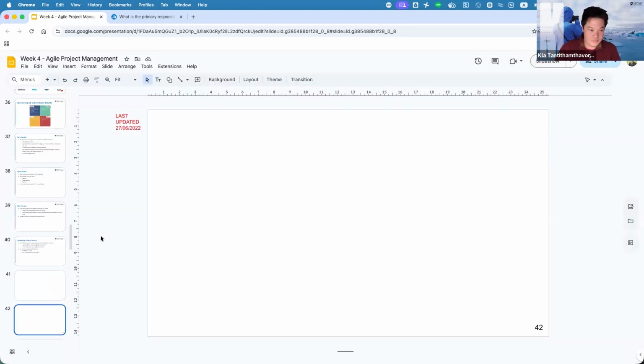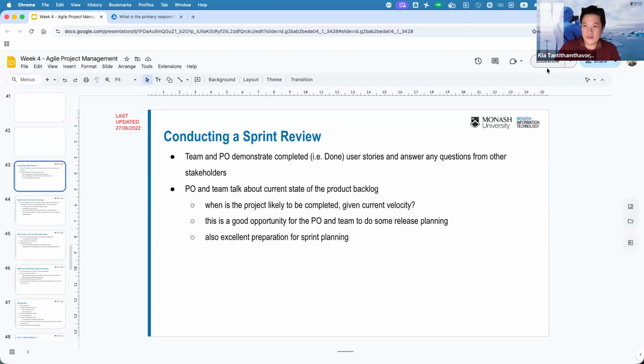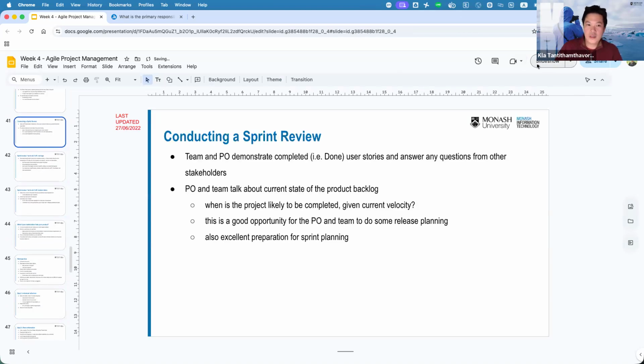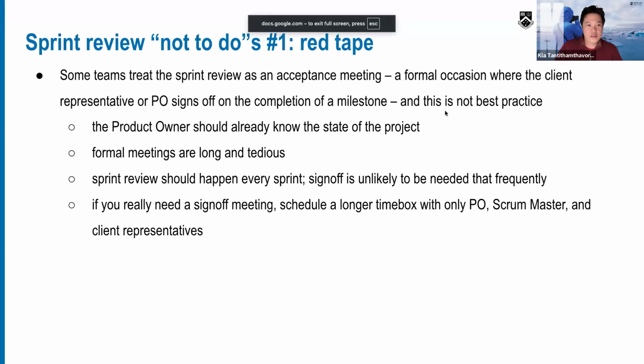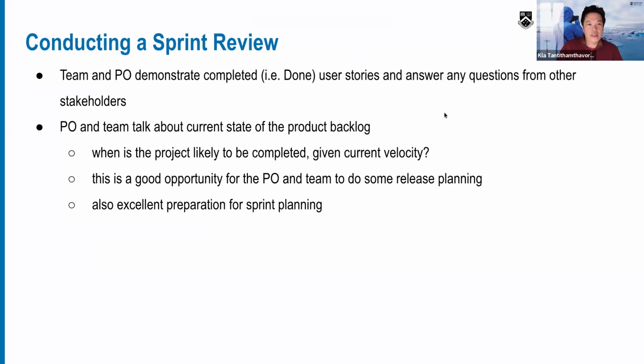Why is the slide missing? Why is it missing? All right. So where are we?